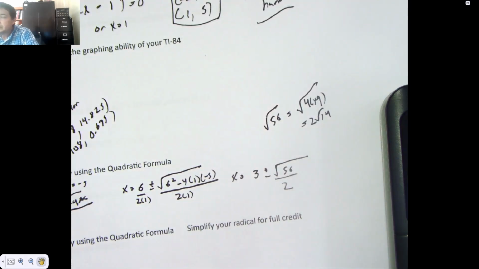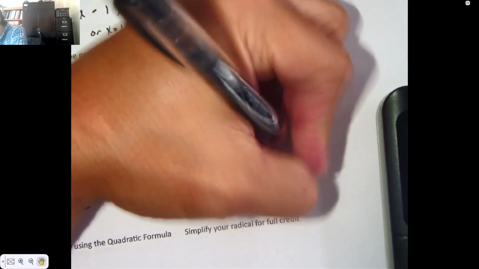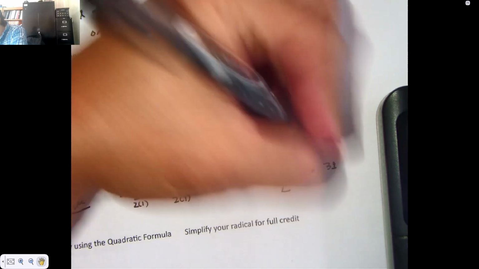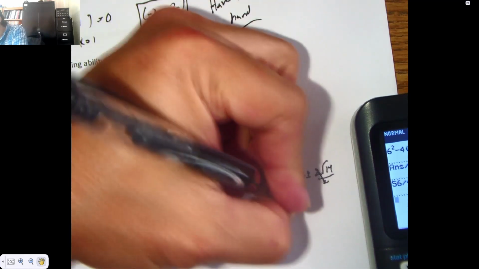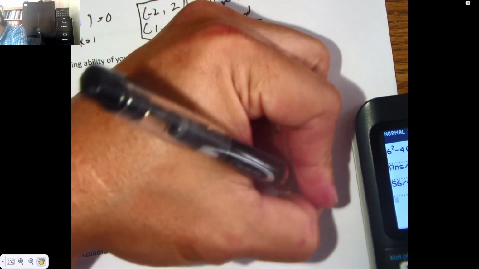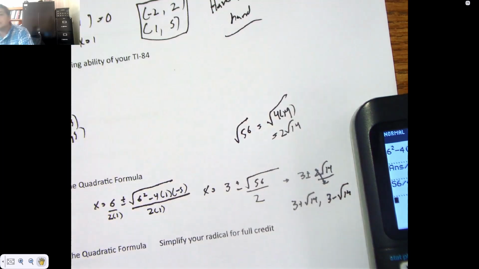Now, don't you be sitting there thinking, Mr. Milbrath, 14 is 7 times 2. Can you take the square root of 7? No. Can you take the square root of 2? No. You're just not thinking. But anyways, I found that to be 2 root 14 over 2. And the 2's now cancel. So I have 3 plus root 14 as one answer. And 3 minus root 14 is another answer.